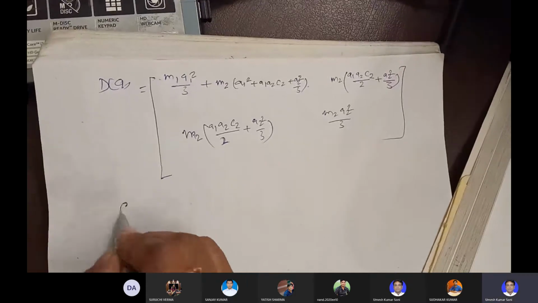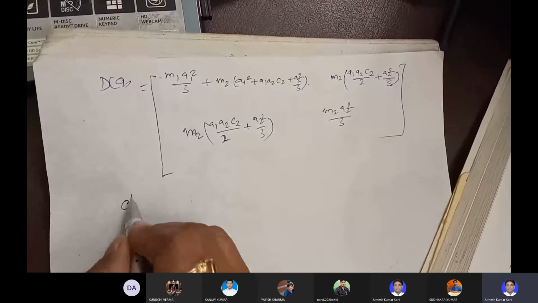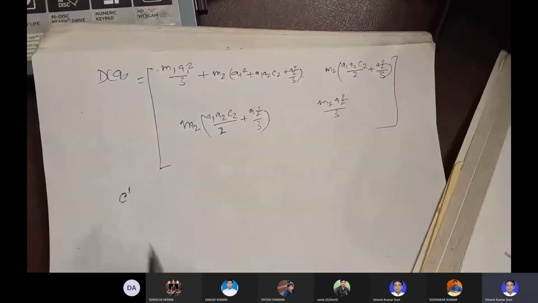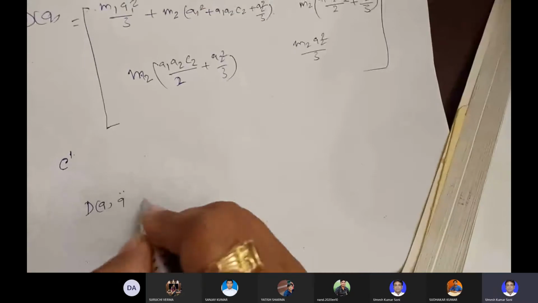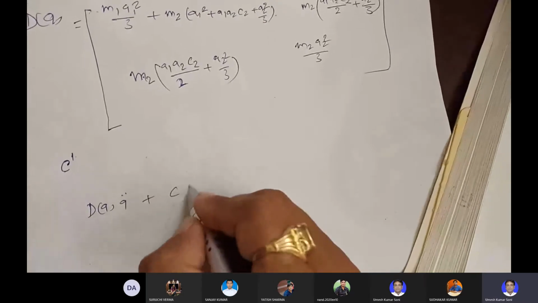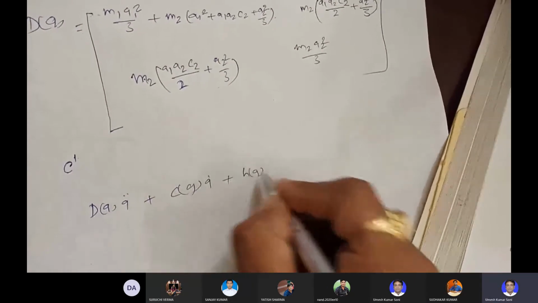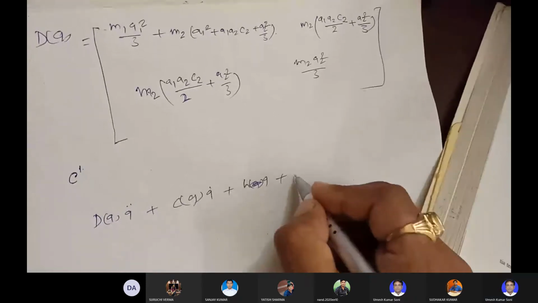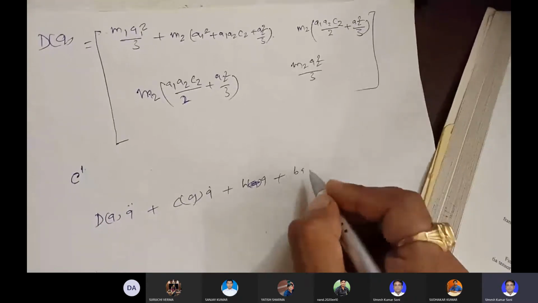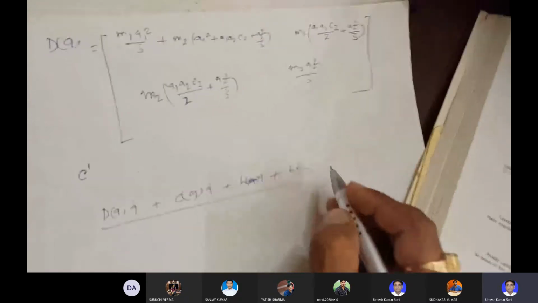Now how you calculate the c1? c1 that is for link 1, you have the Lagrange equation. What is the Lagrange equation? dq q double dot plus c q q dot plus hq, okay, hq plus b something, okay? So this is the Lagrange equation, complete dynamics equation for the robot.